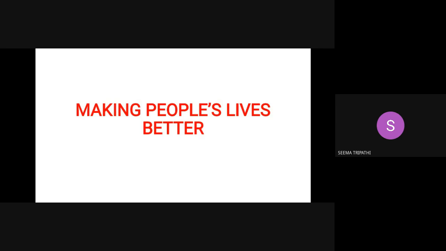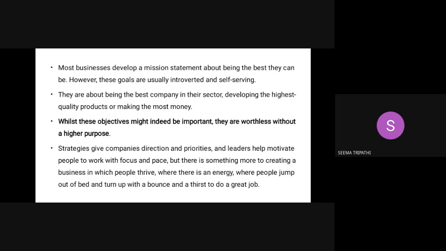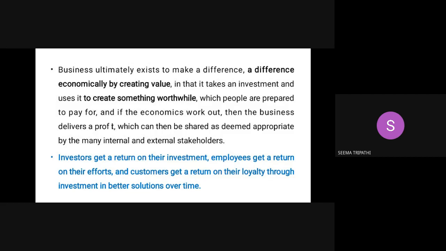It is not just making money. We have to think about what we have to do. There is a very big point I have mentioned here. There are objectives. The objectives might indeed be important, but they are worthless without a higher purpose. So you should have a higher purpose. You should have a thirst to do something good. You have to jump out of bed and do something that people are not doing. You have to think out of the box. You should be a different leader. It's not just making money, my dear. You have to make a difference by creating value or creating something worthwhile.